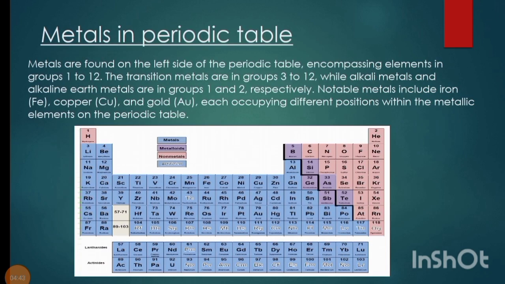Metals in the periodic table. Metals are found in the periodic table on the left side. Groups number 1 and 2 of the periodic table are known as alkali and alkaline earth metals, and groups number 3 to 12 are transition metals.